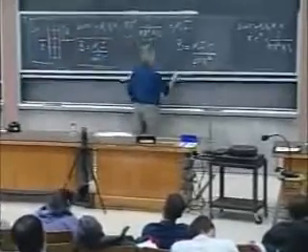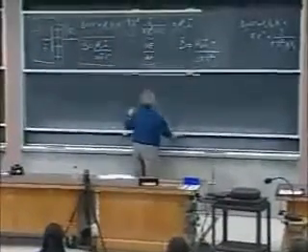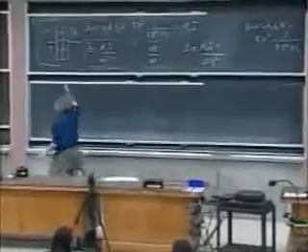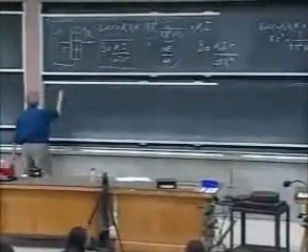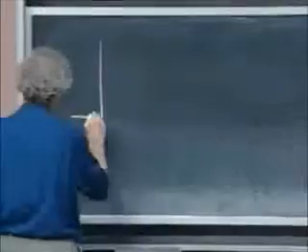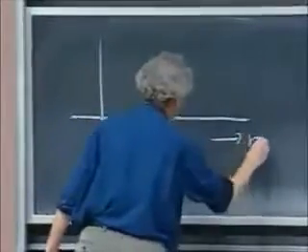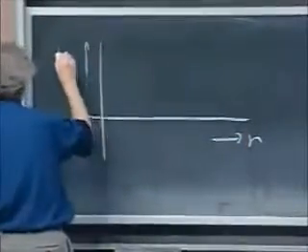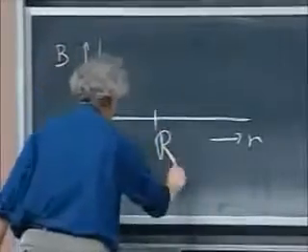And so I can now make a plot of the magnetic field as a function of little r when I'm inside the capacitor plates. Little r, this is the magnetic field, and this is the radius of the capacitor plate.